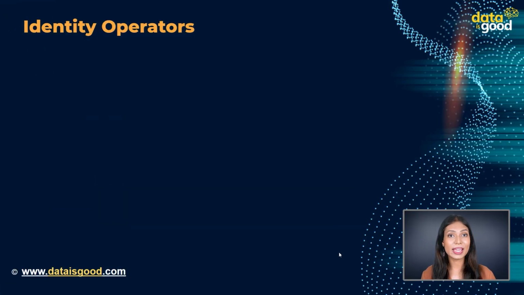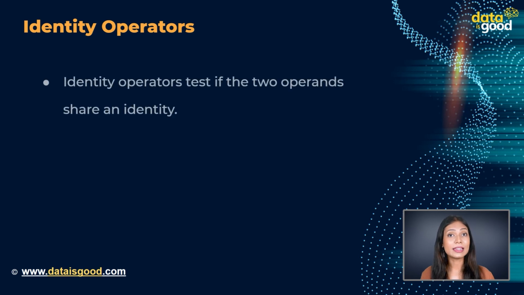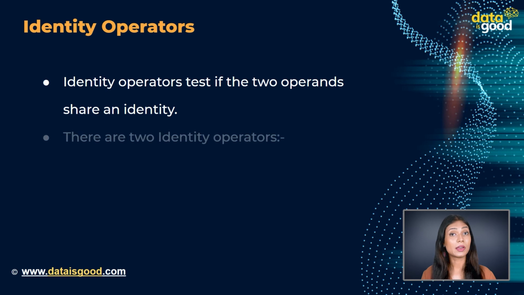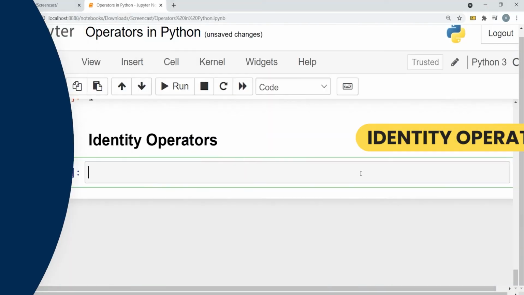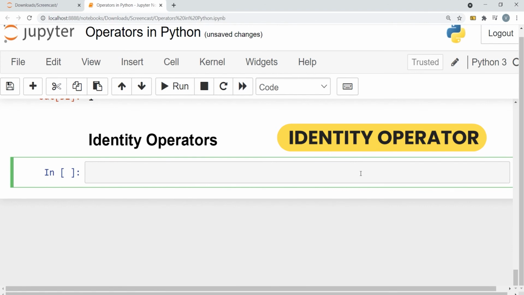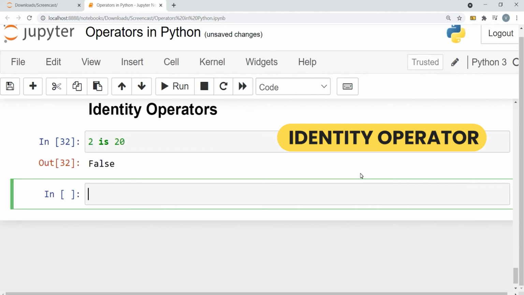Now, let us move ahead and learn about the next Python operator, and that is Python identity operators. Identity operators test if the two operands share an identity. Now, there are two identity operators, is and is not. Let us begin with the is identity operator. If the two operands have the same identity, it returns true, otherwise false. 2 is 20. Now this will return false because 2 is not the same as 20.